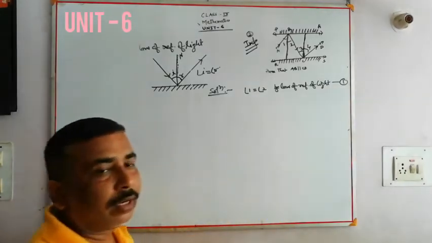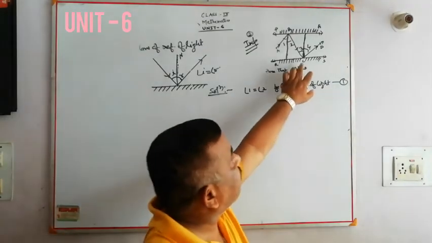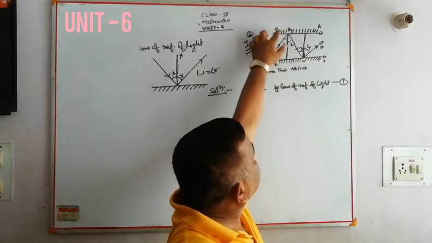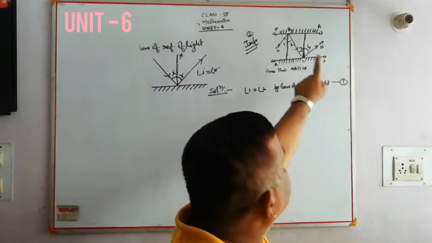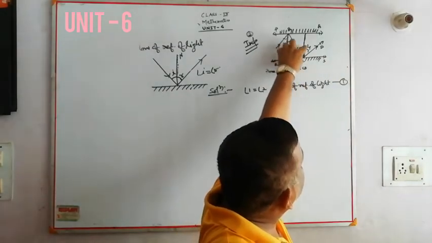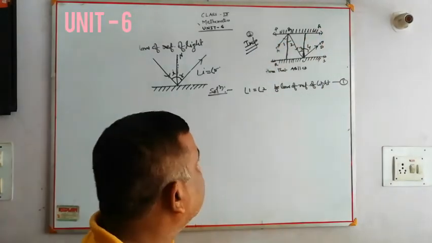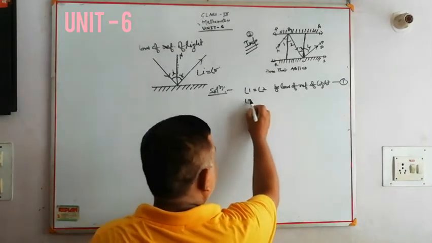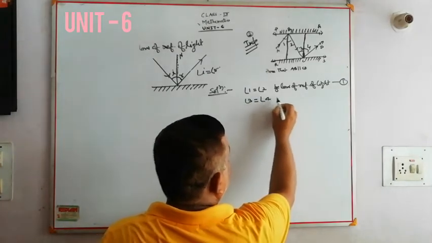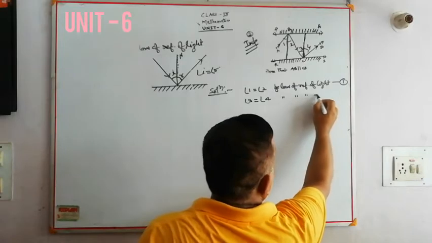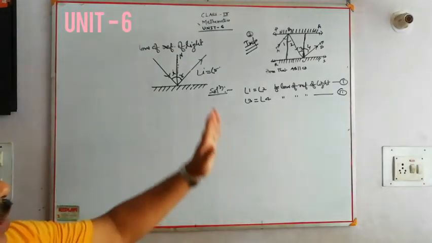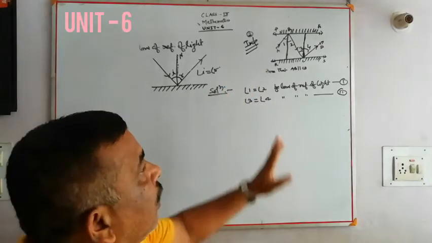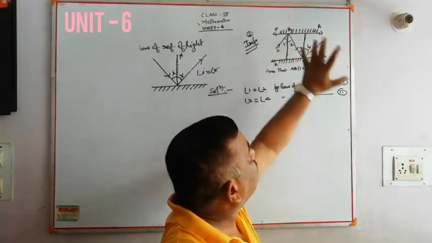Also, at point C, BC is the incident ray and CD is the reflected ray. Therefore, angle 3 is equal to angle 4, by the law of reflection of light. That is equation number 2. Its meaning is: angle 1 is equal to angle 2 and angle 3 is equal to angle 4.